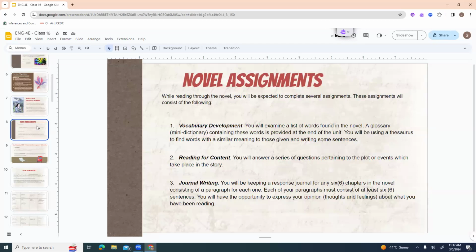Number two, reading for content. You will answer a series of questions pertaining to the plot or events which take place in the story. And then journal writing. You're going to be keeping a response journal for any 6 chapters in the novel, consisting of a paragraph for each one. Each of these paragraphs must consist of at least 6 sentences. You will have the opportunity to express your opinions, thoughts, and feelings about what you have been reading.